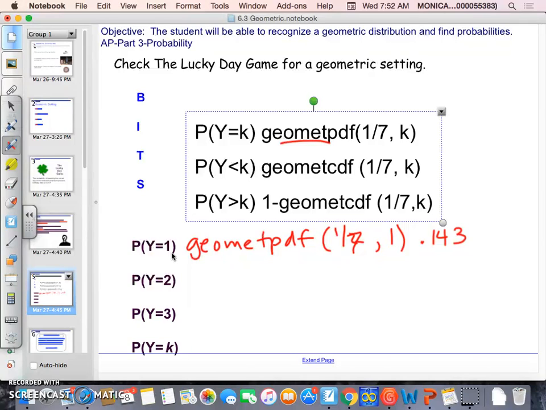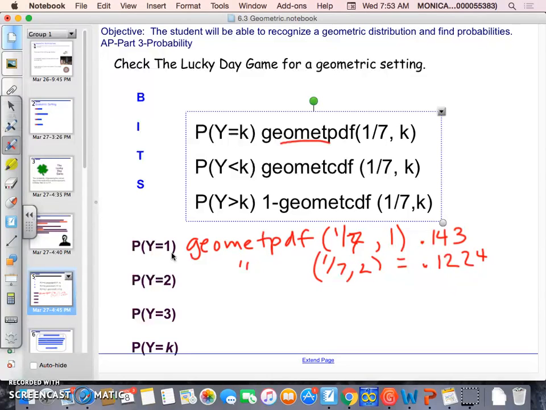Then you can go back and do it again. This time you're going to see the probability of 2 trials to get the right answer. PDF again, so it's 1 out of 7, but this time it's 2. Enter, and you should get, so it's the same thing here, 1 out of 7, comma 2. And that equals a little less, 0.1224. So it's about 12%.